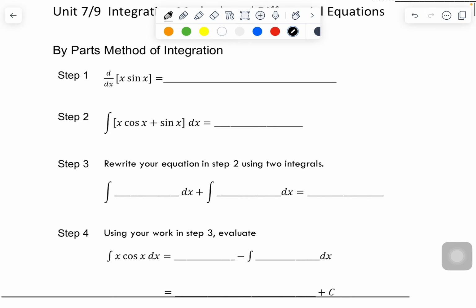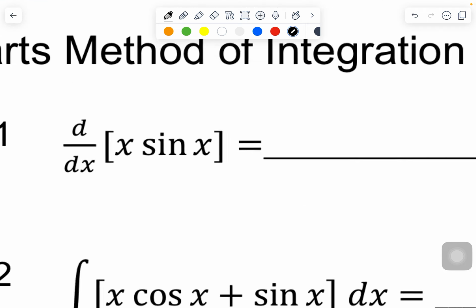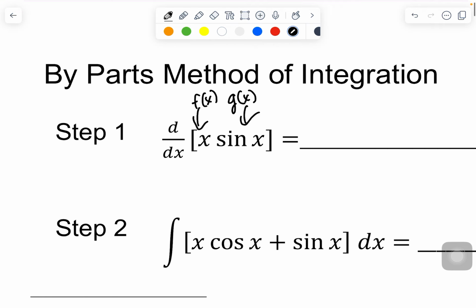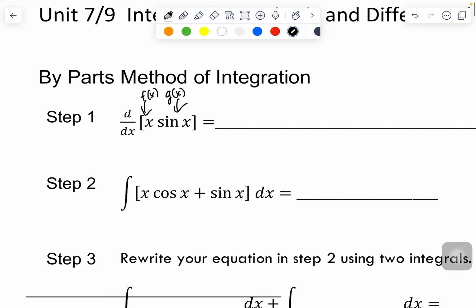What I first want you guys to realize is that we use integration by parts when we have two functions multiplied against each other that are of different types. So an example here is we have a polynomial function, which we can call f of x, and a trig function, which we can call g of x. But for right now we're just going to be proving how by parts works.